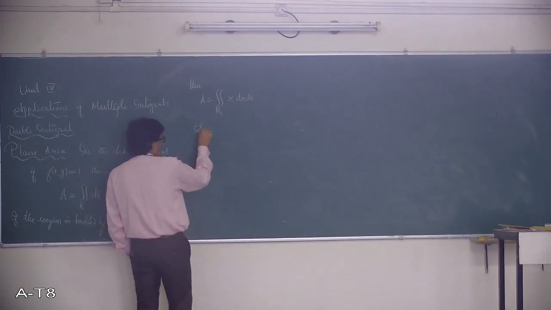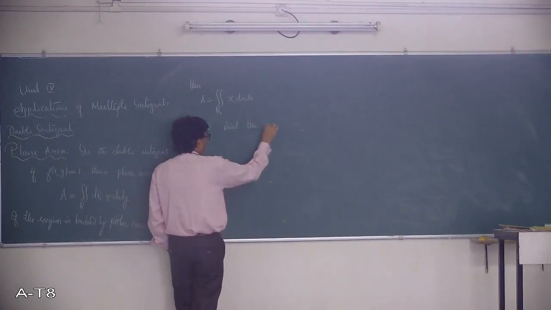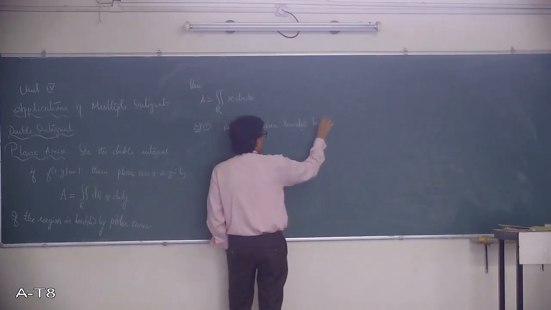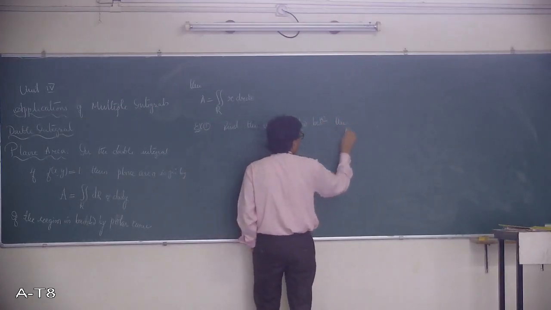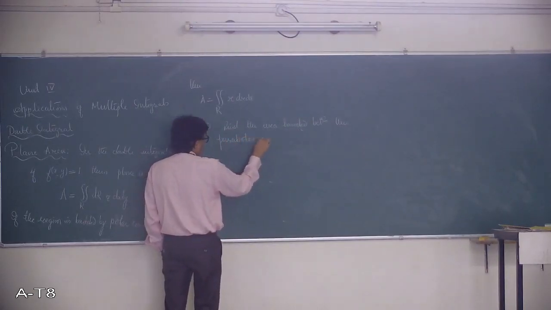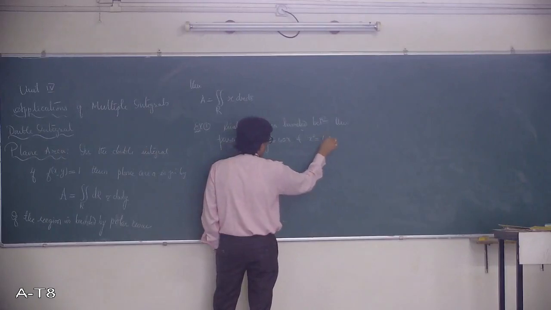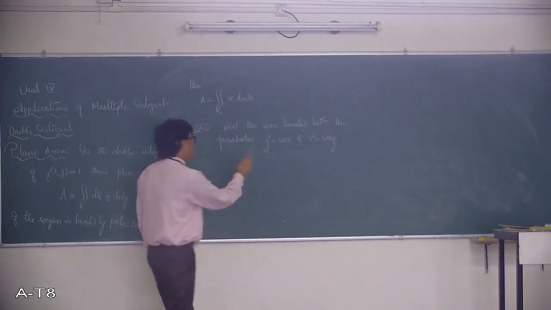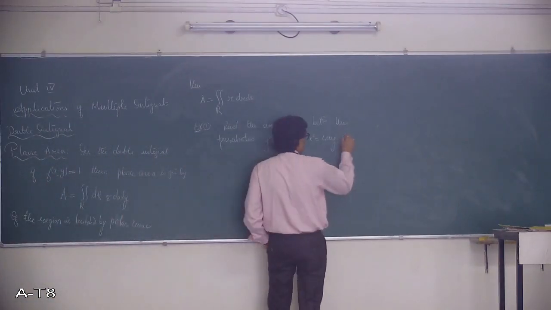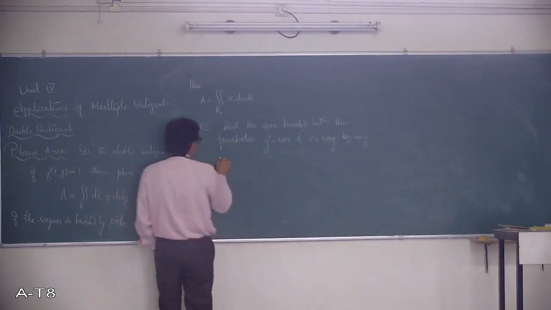So first example: find the area bounded between the parabolas y square is equal to 4ax and x square is equal to 4ay. Only if this term is given to you, you have to use double integration. Sometimes they will print it very clearly: by using double integration.